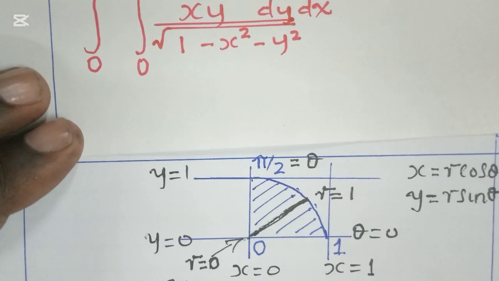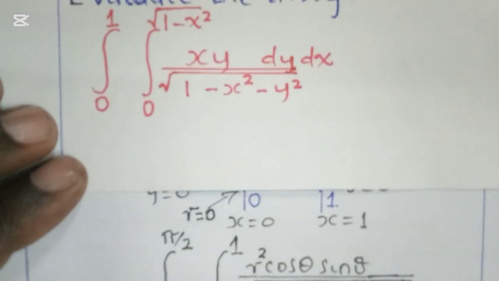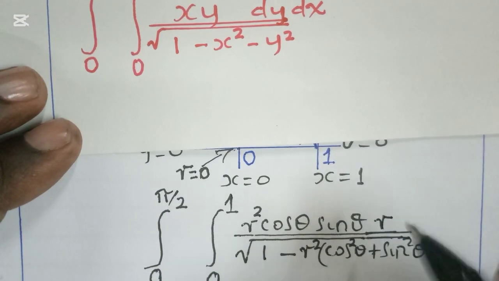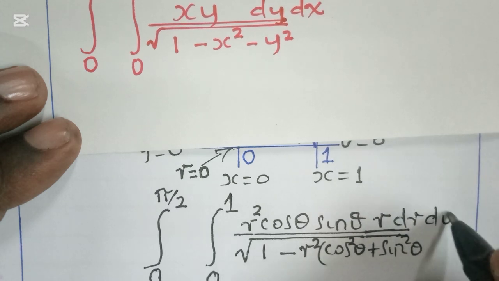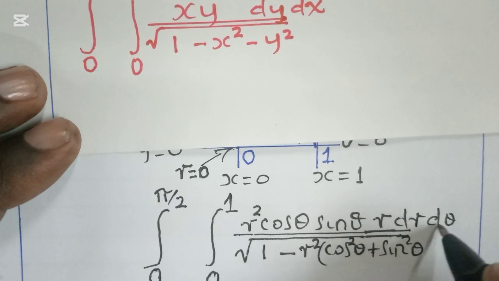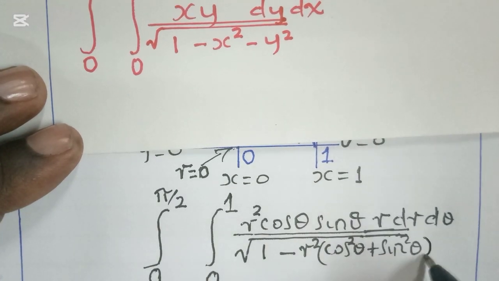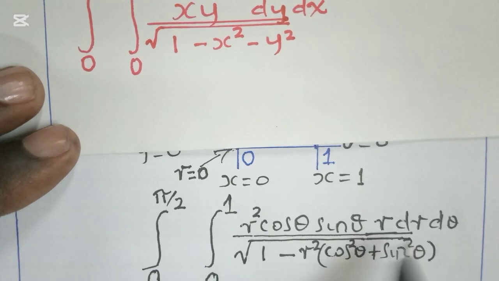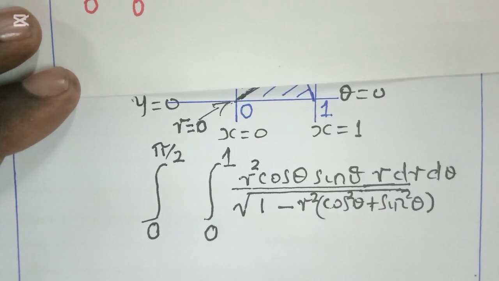Then we also replace our dy dx. For dy dx, this comes to r dr d theta. We arrange this according to the integral we have put in place, so that we start with integration with respect to r, and so I have put the r there. So guys, we continue from there.